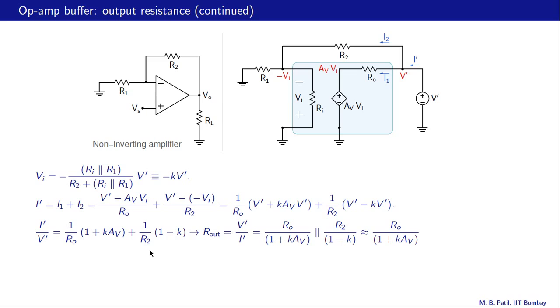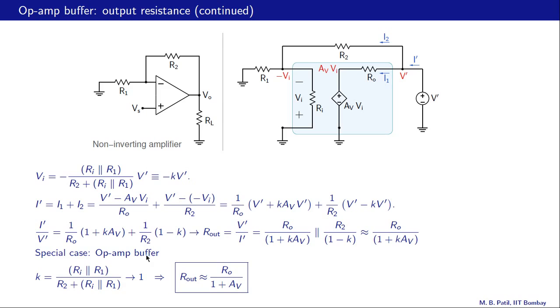Let us now take the special case of the op amp buffer. How do we obtain the buffer from the non-inverting amplifier? We make R1 infinite and R2 equal to 0. Now this K, which is this fraction here, will become 1 when R2 is 0, and therefore this expression for Rout will now become RO divided by 1 plus 1 times AV, or RO divided by 1 plus AV.